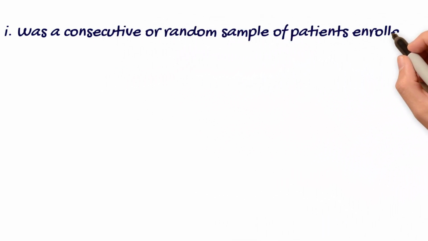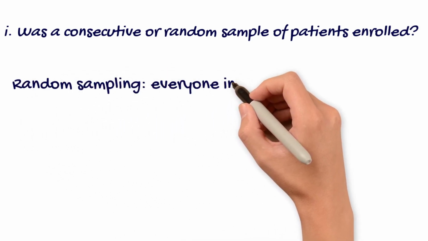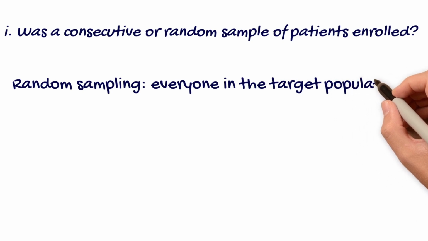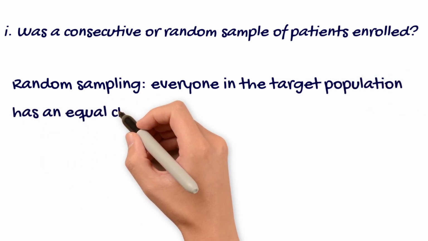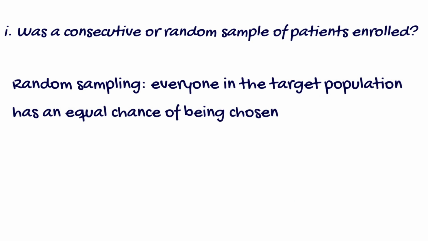Random sampling is a method used to select participants in a way that gives everyone in the target population an equal chance of being chosen. It's like picking names out of a hat. By using random sampling, researchers can obtain a representative sample that reflects the characteristics of the larger population.